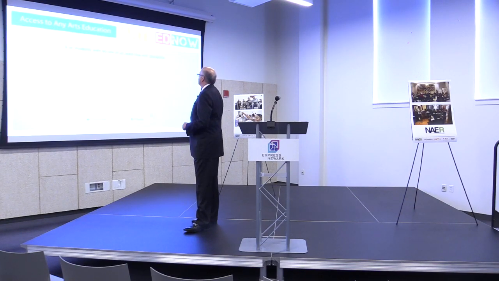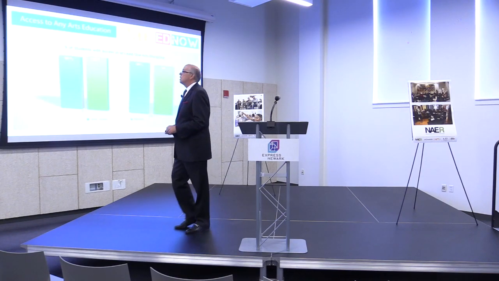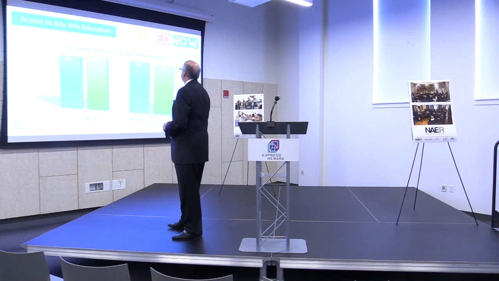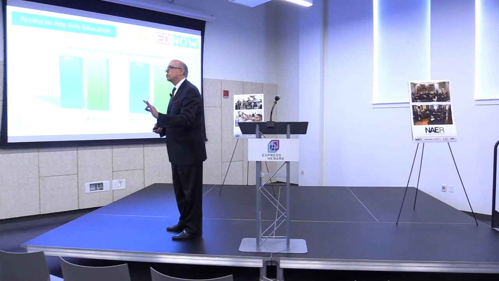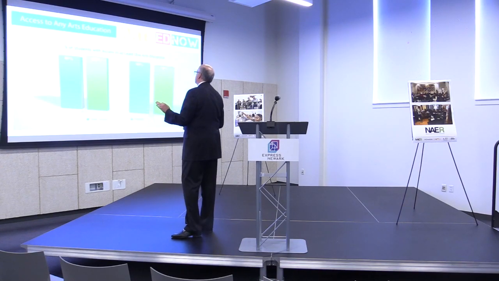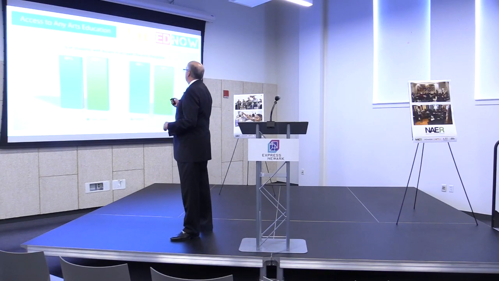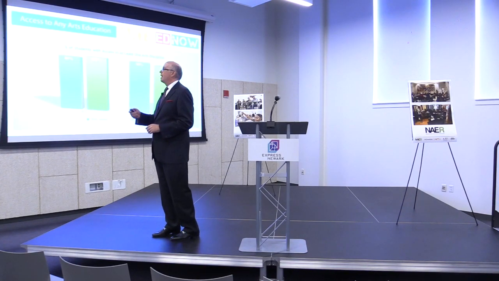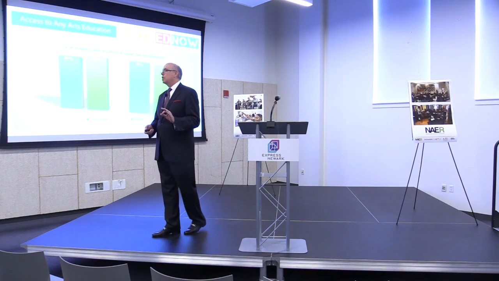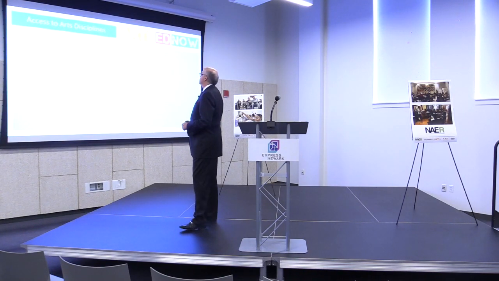The percentage of students with access to at least one arts discipline, here you see that it's 97% for 2011 in the state of New Jersey, and that changed to 99. Again, this is the percentage of students, not the percentage of schools, percentage of students with access. And then we went from 100% student access to 96% student access in the most recent census.